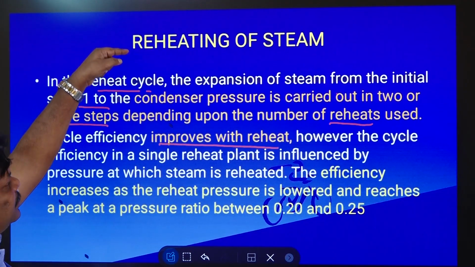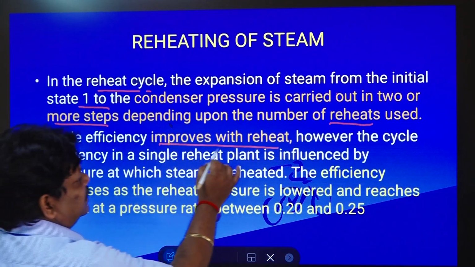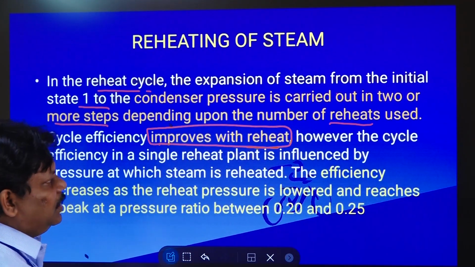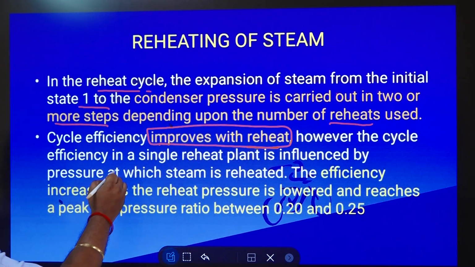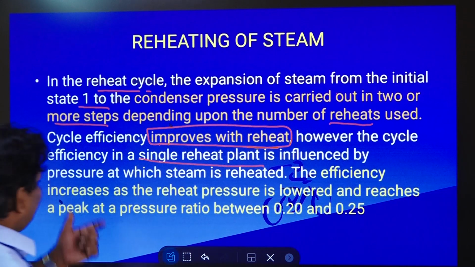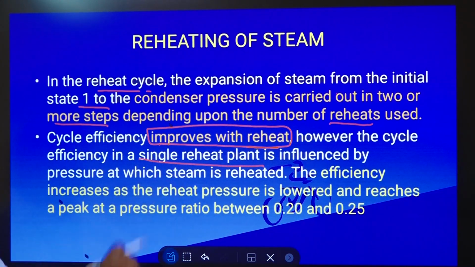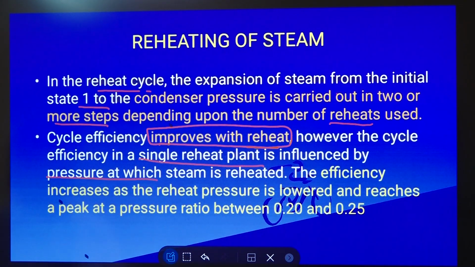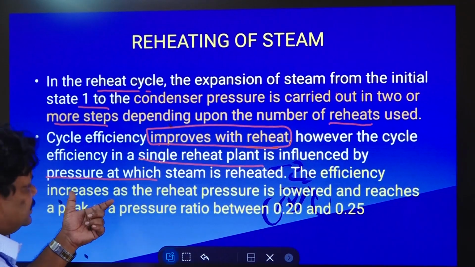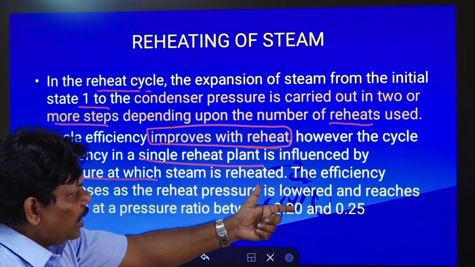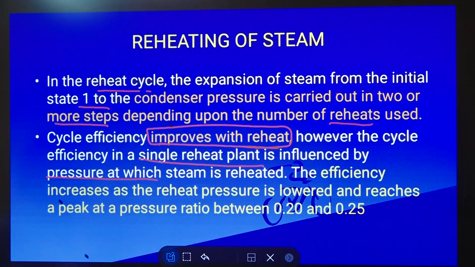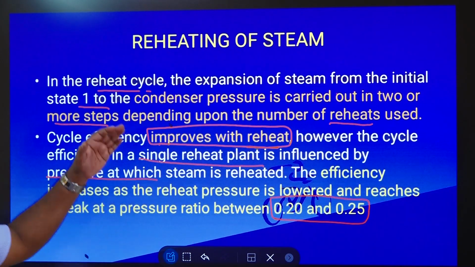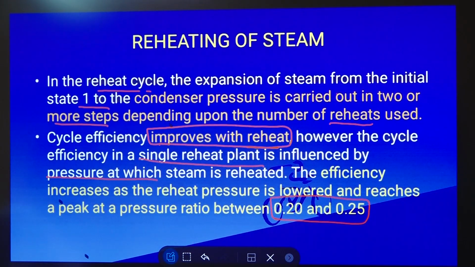Now the points you have to remember for this. The cycle efficiency here improves with the reheat. So when you use a reheater, the cycle efficiency will improve. However, the cycle efficiency in a single reheat is influenced by the pressure at which the steam is reheated. The efficiency increases as the reheat pressure is lowered and reaches a peak at a pressure ratio between 0.2 to 0.25. So you have to remember all these points for this reheating of steam.